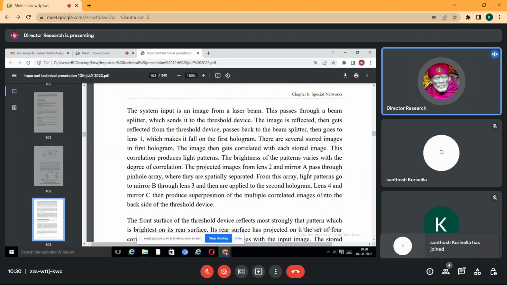The projected images from lens 2 and mirror A pass through the pinhole array, where they are spatially separated. Light patterns go to mirror B through lens 3, and are then applied to the second hologram. Lens 4 and mirror C then produce a superposition of the multiple correlated images onto the backside of the threshold device.